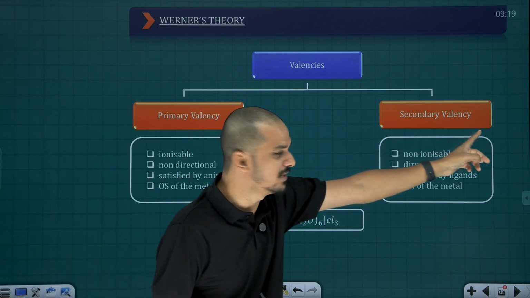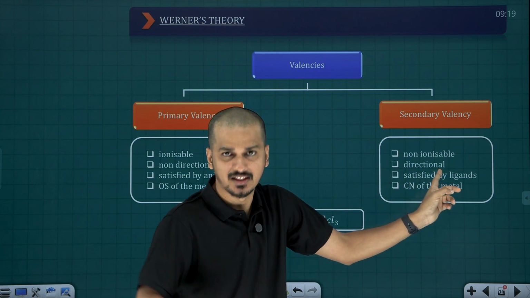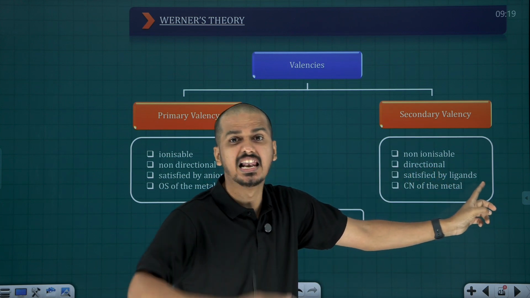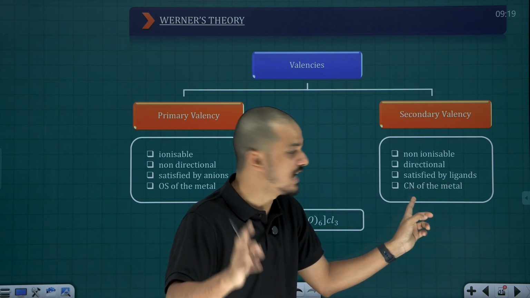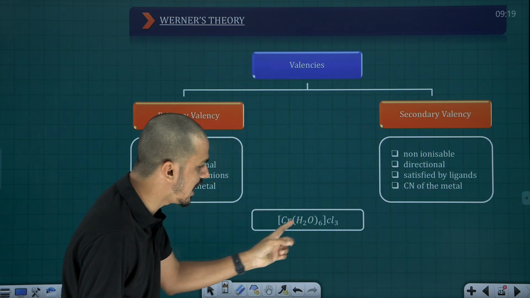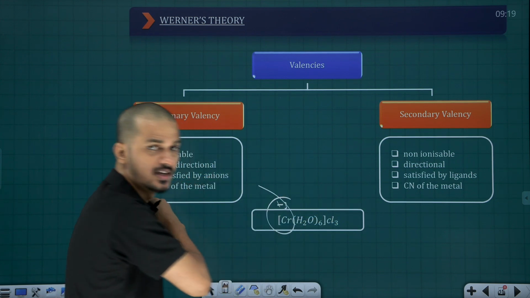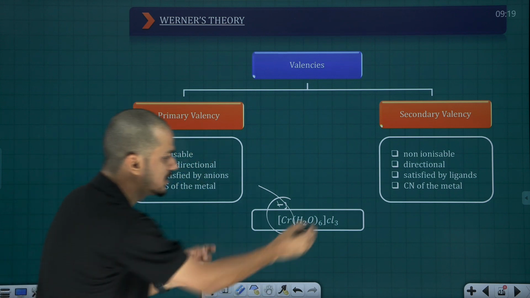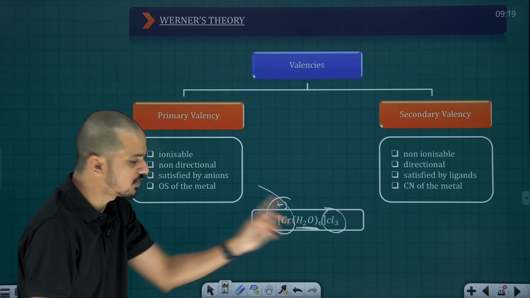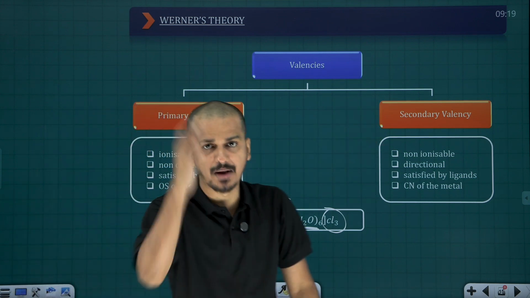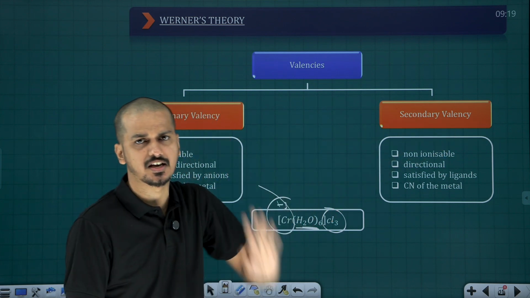And the secondary valency means non-ionizable, that we cannot break. They have some direction, and satisfied by what? Ligands. Satisfied by ligands, and that represents what? CN, the coordination number of the metal. Here you can see [Cr(H2O)6]Cl3. Here the oxidation state of chromium is +3. So that represents primary valency, because 3 Cl are there that are breakable. And 6 H2O are there, that's the coordination number, that's the secondary valency. So the breakable one is primary valency, the unbreakable one is secondary valency. Keep that idea in mind.